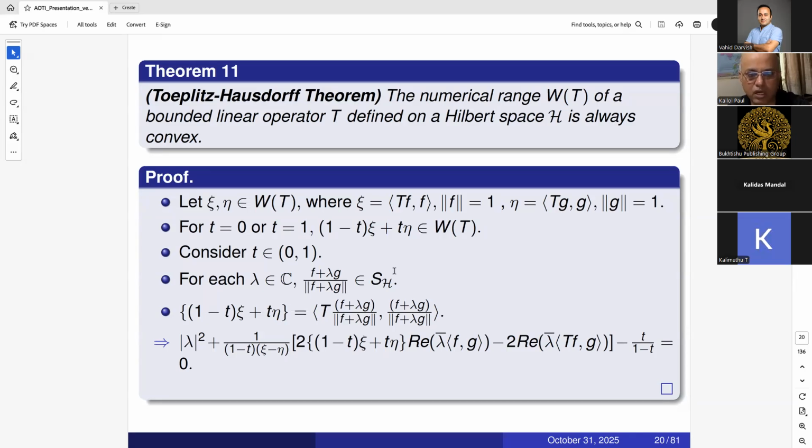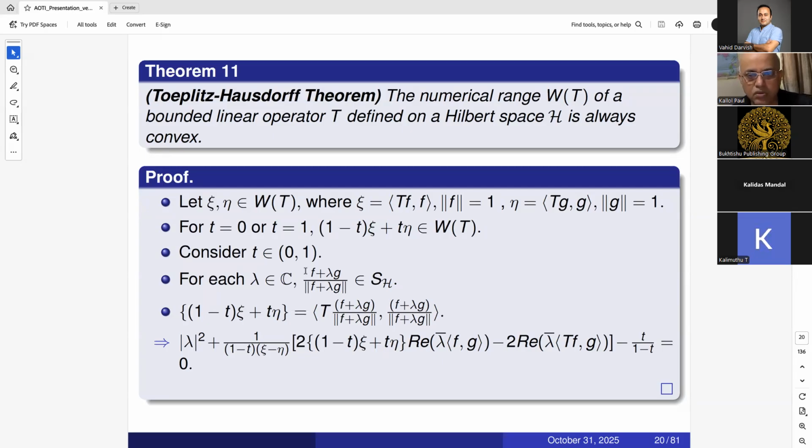And we'll show that the convex combination of xi and eta, (1 minus t) xi plus t eta, belongs to Wt. For that, if you take t equal to 0 or t equal to 1, that always belongs to Wt. So we consider t belonging to the open interval (0, 1). Now, what is the interesting part of this proof is that we focus on these elements.